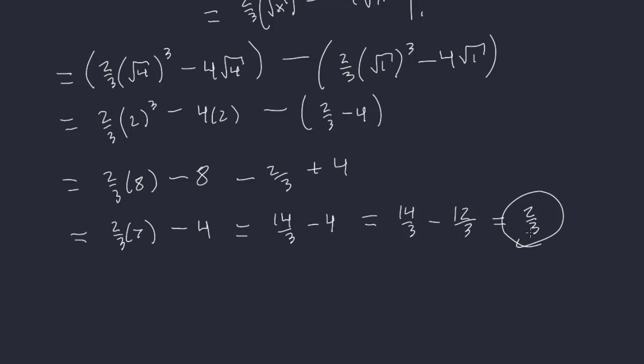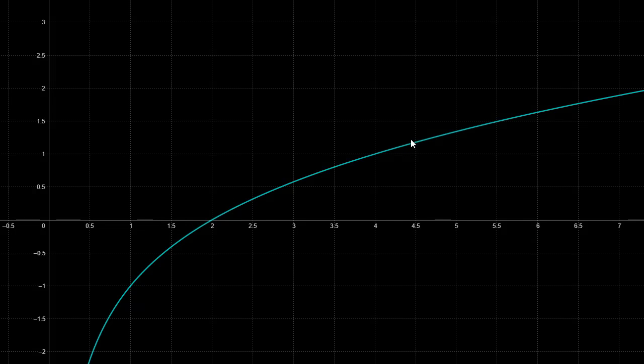2/3. Okay. Now if we look at the graph, here's the graph of our function, x minus 2 over square root of x.